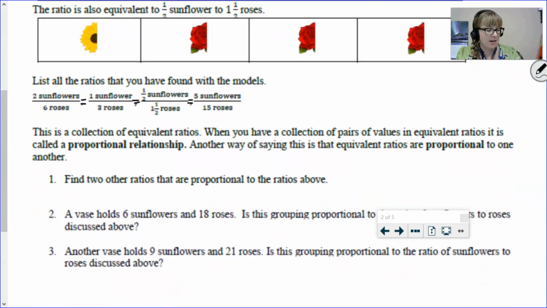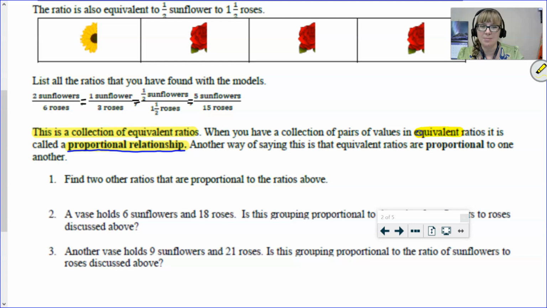This right here I'm highlighting because it's important. This is a collection of equivalent ratios. When you have a collection of pairs of values in equivalent ratios, it is called a proportional relationship. This is what this unit is all about, proportions or proportional relationships. So let's back up and really understand what this means. It says this is a collection of equivalent ratios, and equivalent ratios are called a proportional relationship.